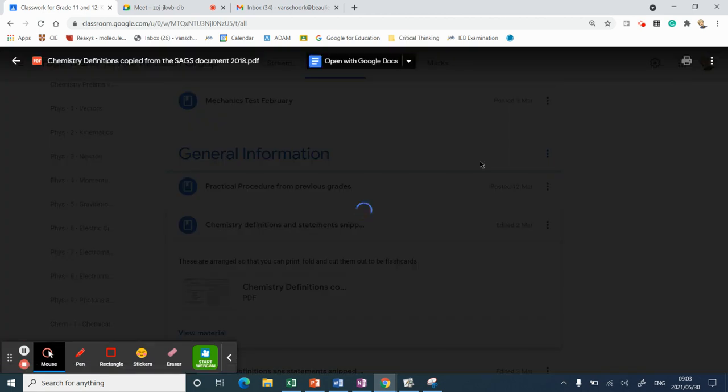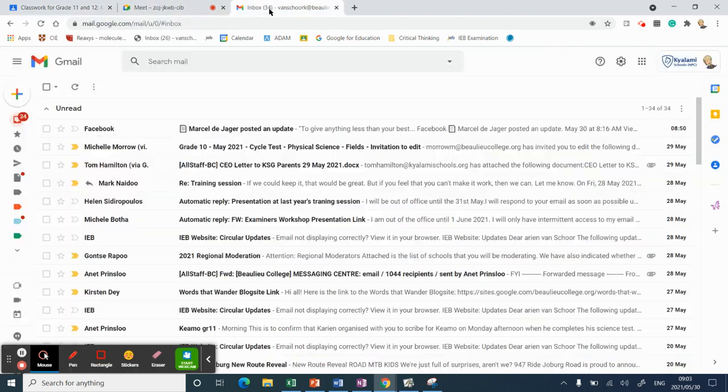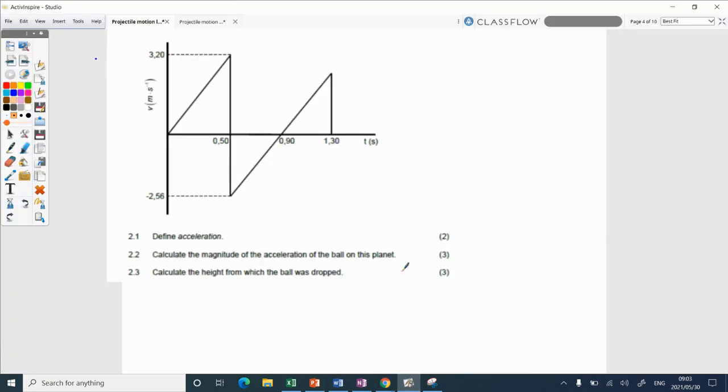If you cut them out and cut them in half, you can just fold them and they're flashcards for all the definitions for chemistry and physics. It just helps you to study them. Remember, at the end of the year, you might think that you're going to go through all of them, but you won't. So just do it every now and then. Go through all the flashcards. You can make one for grade 11, one for grade 12.